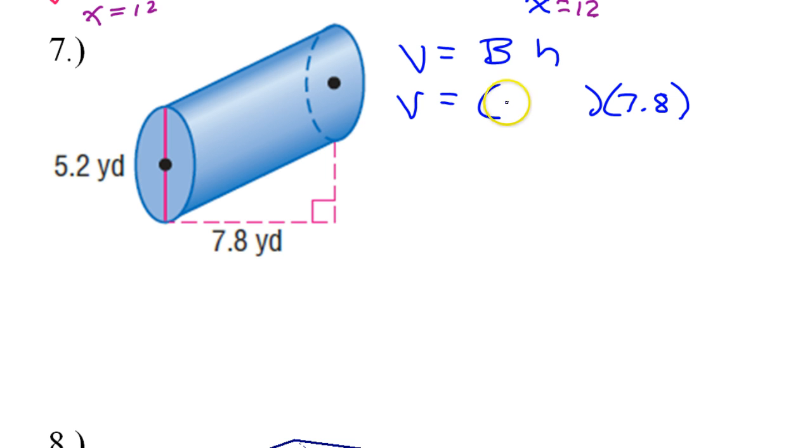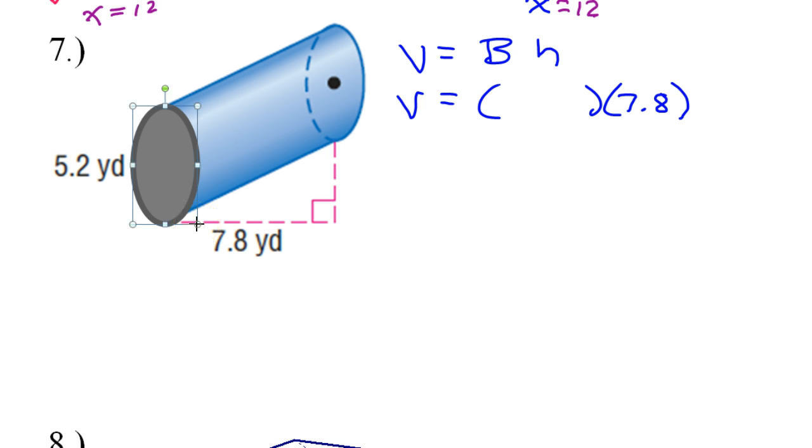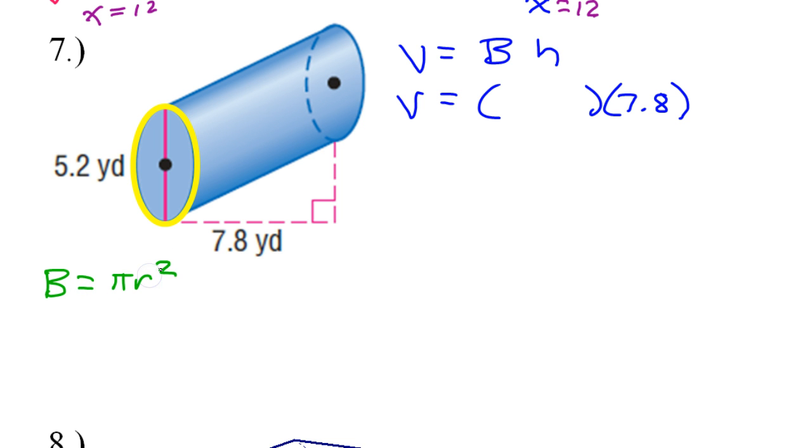Now we need to calculate the area of the base. Well, the base is a circle. This is the base right here. That's my base. So that's a circle. So I'm going to go ahead and find the area of that circle. I know it is given by the formula pi r squared.